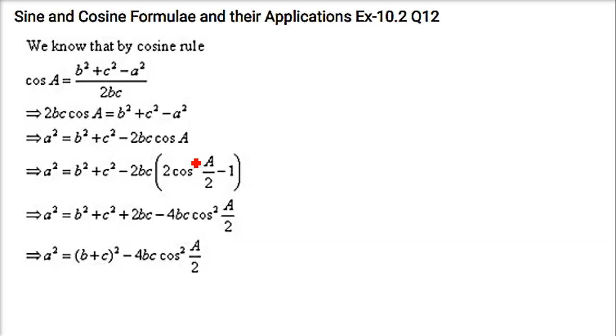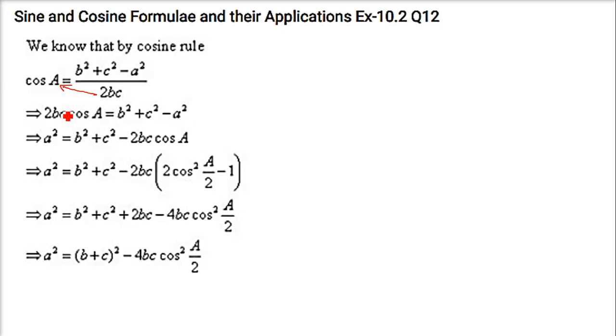Next question is, we have to prove this one: a square is equal to (b plus c) whole square minus 4bc cos square (A by 2). So how to do this? See, we already have the formula of cos A. Cos A is nothing but (b square plus c square minus a square) by 2bc. So just take this here and multiply. You get 2bc cos A, and here b square plus c square minus a square.